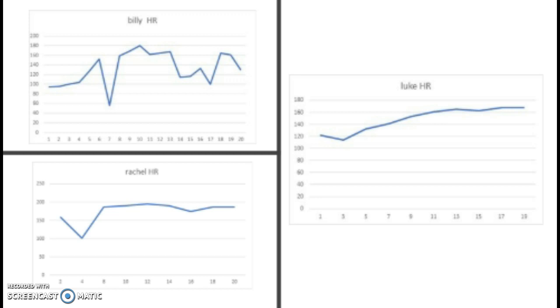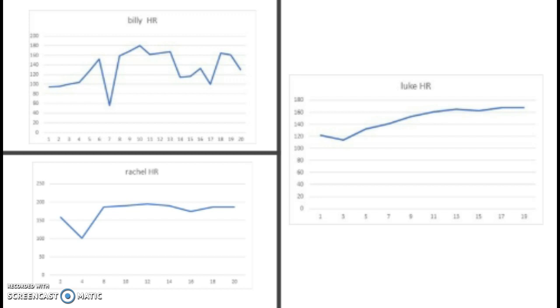Billy's data is peculiar, with many results not seeming to follow the trends of normative data. Therefore, we would probably redo this test on Billy to check that the recordings came out similar. Luke's data shows a slight decrease from 120 at minute 1 to 115 at minute 3. Luke's heart rate can be seen to increase after minute 3.